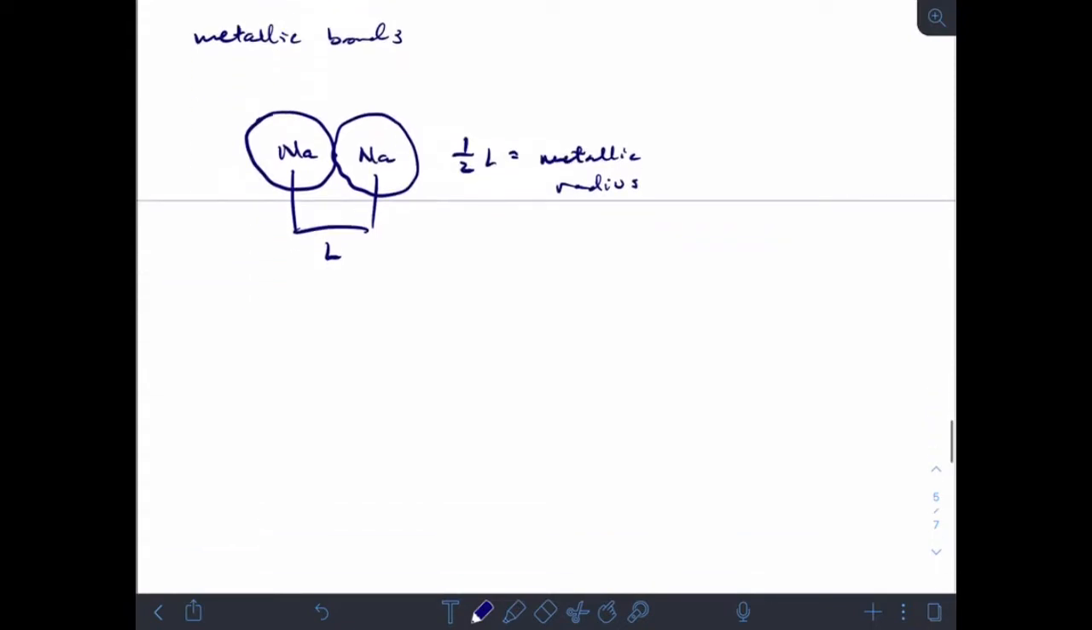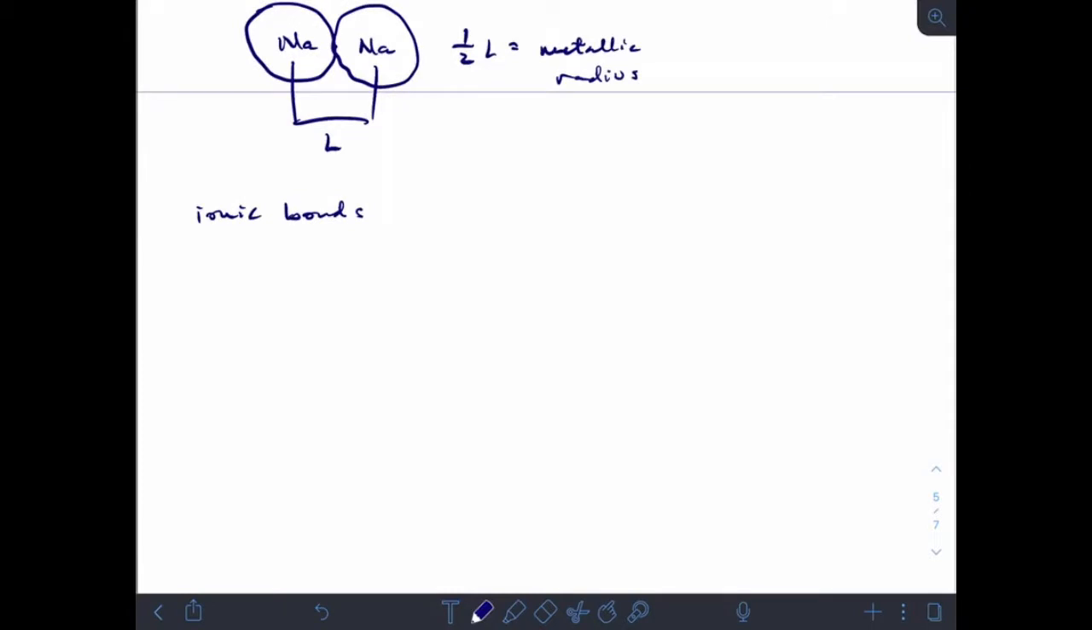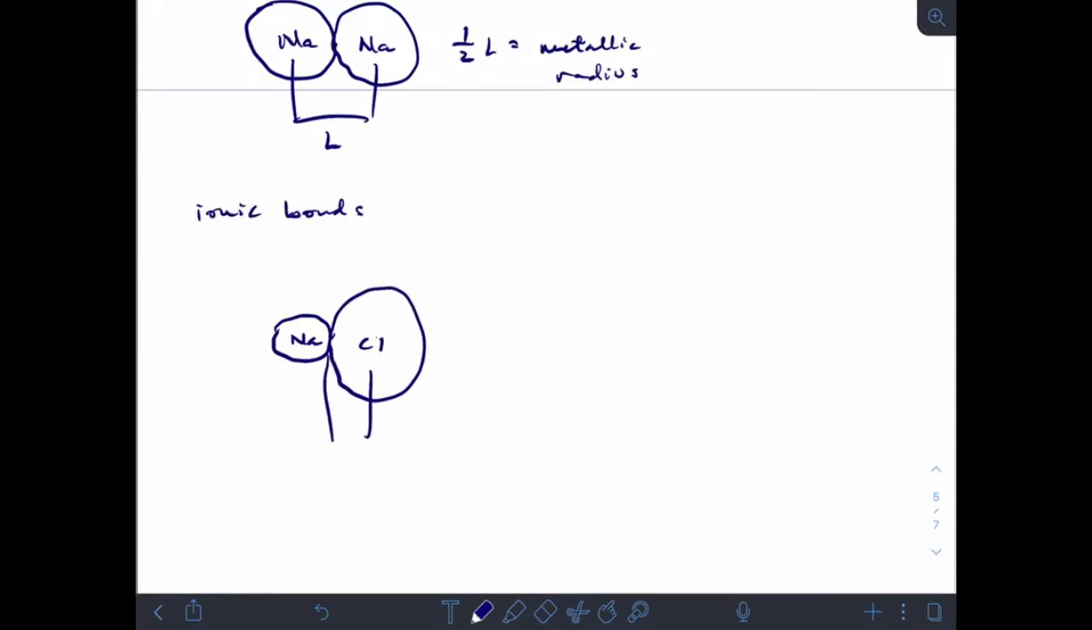Right, and then we can have ionic radius. In an ionic bond, you'll have a metal, and your nonmetal is typically much larger. And so we can measure simply the distance between one and the other. So L is our ionic radius.